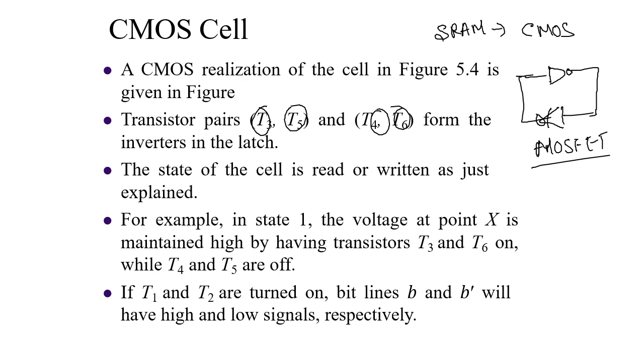The voltage at point X is maintained high by the transistors T3 and T6, while T4 and T5 are off. If T1 and T2 are turned off, the bits B and B dash will have the high and low signals respectively. This is when you write the state 1. The explanation remains the same as the previous, only the structure is implemented using CMOS logic in the case of the CMOS cell. We will look into the diagram in detail next.